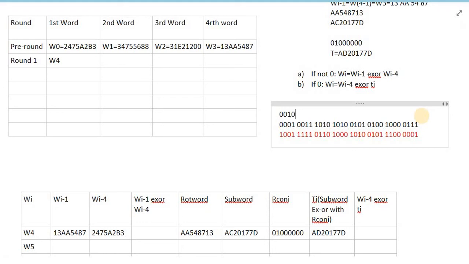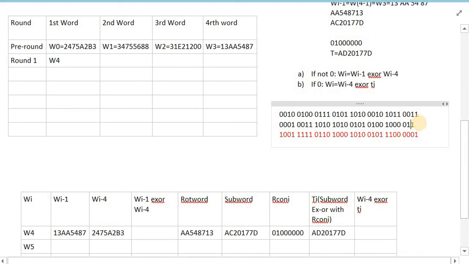2 is represented by 0010. 4 is represented by 0100. 7 is represented by 0111. 5 is represented by 0101. A is represented by 1010. And 2 is represented by 0010. B is represented by 1011, and 3 is represented by 0011.